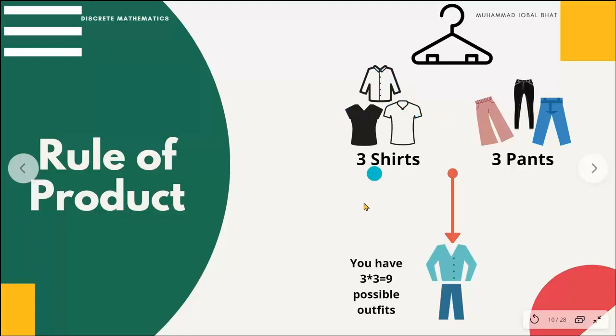And the rule of product says that you have T1 times T2 number of ways to perform tasks T1 and T2. These are dependent, because with every shirt, you are wearing some pant. In the case of books in the rule of sum, we were to choose a single book out of the total number of books. So there are a total of 3 × 3, 9 outfits possible.